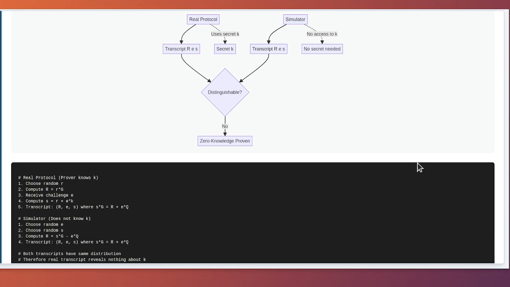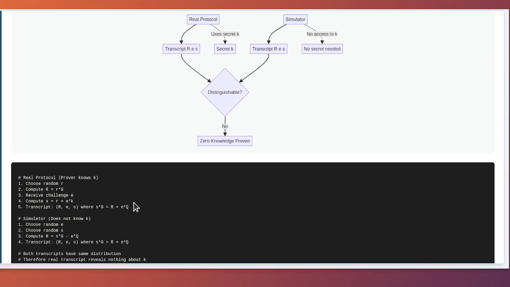In the real protocol, we compute S from R, E, and K. In the simulation, we compute R from S and E. Let us verify this works. If R equals S times G minus E times Q, then R plus E times Q equals S times G minus E times Q plus E times Q equals S times G, so the verification equation holds. The simulated transcript consists of R, E, and S, and it passes verification.